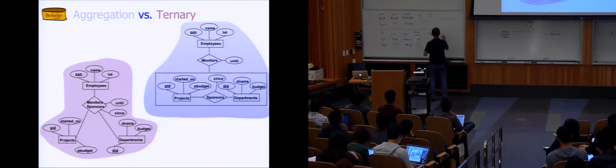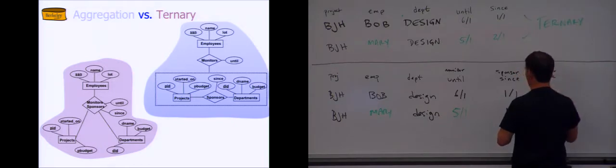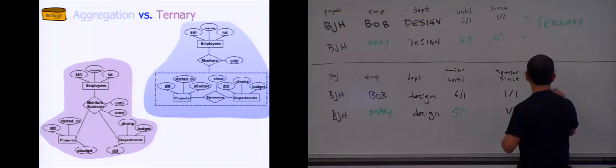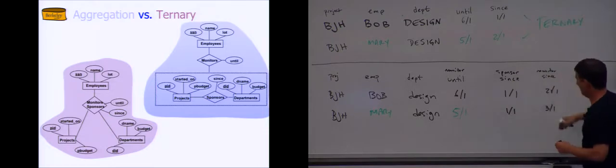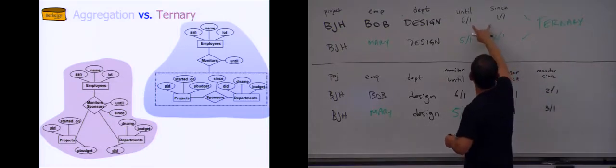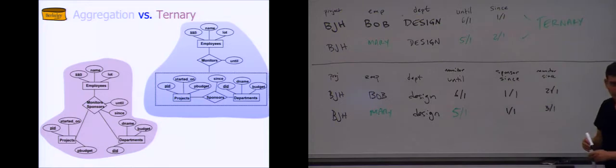That would be fine, but it would be sort of different. It would be monitor since. And then if we wanted Mary to have different dates than Bob, that could be fine. In fact, they could both have different dates. This could be 2-1, and this could be 3-1, and that would just be different information. Right? But here, the until and the since go together 1-to-1, and here they're decoupled. Monitor until, sponsor since. Okay?